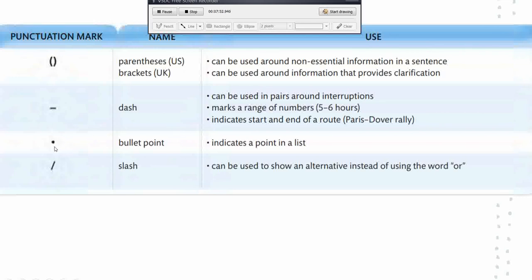Then we have a bullet point. It indicates a point in a list. Next is a slash. It is a slanting line, a slash. It can be used to show an alternative instead of using the word or. When you want to avoid using the word or, you can use a slash.